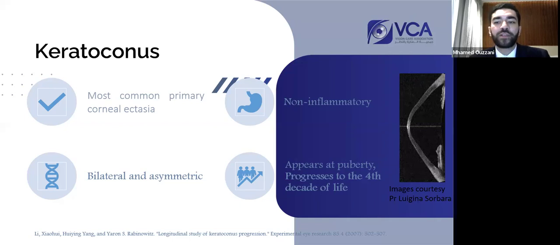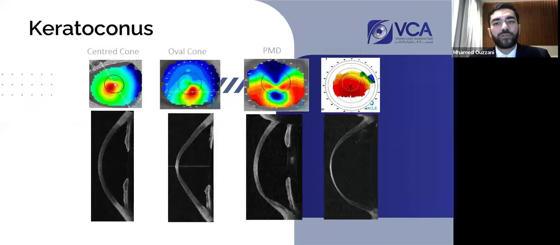This condition appears at puberty and progresses to the 4th decade of life, and then it stabilizes naturally after the 4th decade of life. Of course, we have a lot of forms or geometries of keratoconus, and we can classify these forms in 4 families. So we have the centered cone or the nipple cone. We have the oval cone that is usually decentered in the inferior. We have the degenerative marginal pellucid, and we have the keratoglobus.